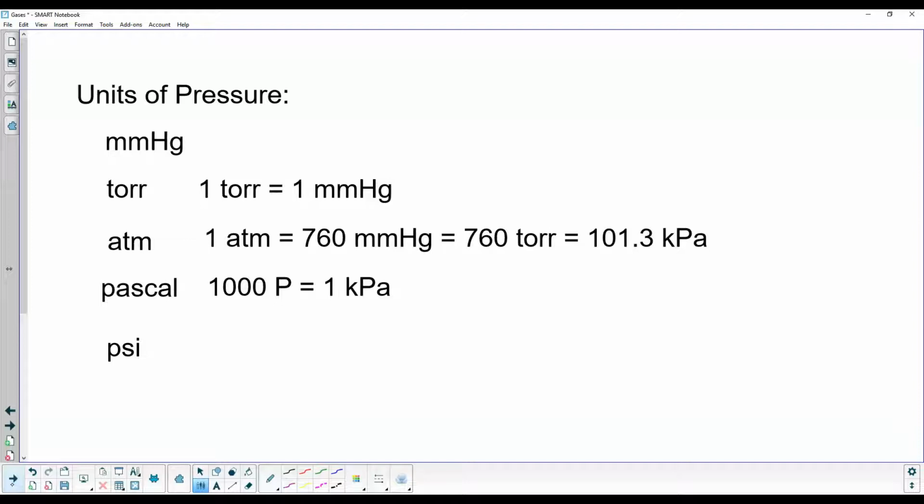This next one, atmosphere, is a common one. One atmosphere of pressure is equal to 760 millimeters of mercury or 760 torr. There's another one called kilopascals. An atmosphere is the same as 101.3 kilopascals. And then the last one, PSI. This is probably one you're familiar with because if you're going to inflate a basketball or a bicycle tire, it'll say how many PSI, how many pounds per square inch, so how much force that exerts. So these are all units of pressure.